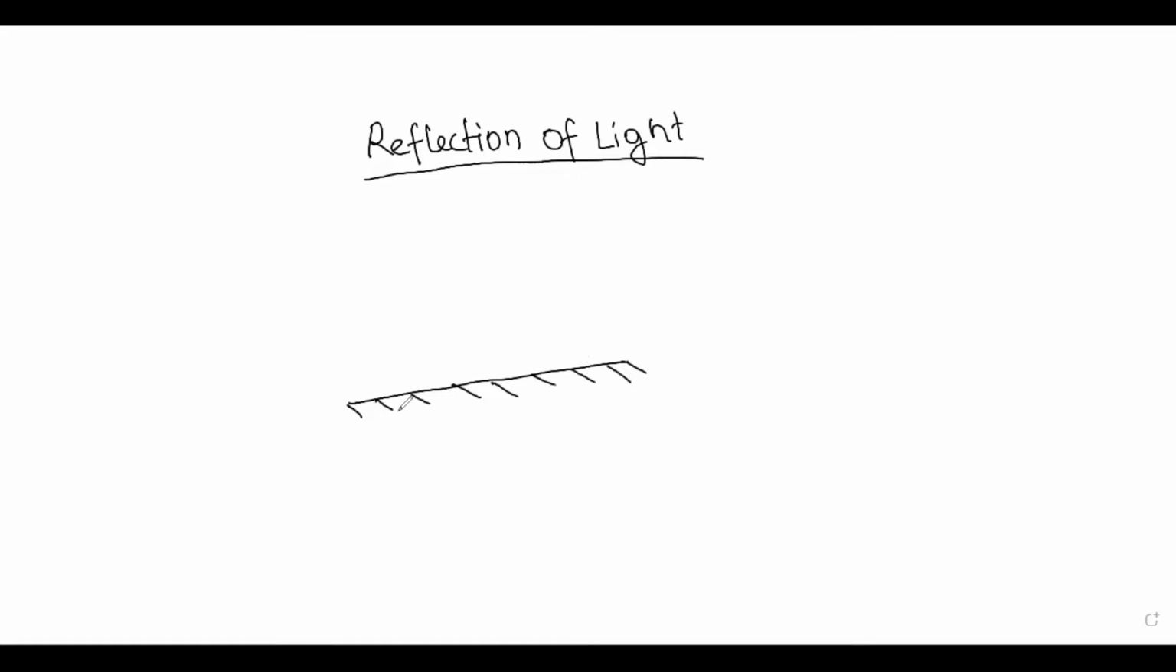So here there is a mirror. This is the mirror surface. This one is the silver coated surface. The silver coating is done just for the reflection of the mirror. If this silver coating is not done, then the mirror will be a lens. So that's why the silver coating is important.